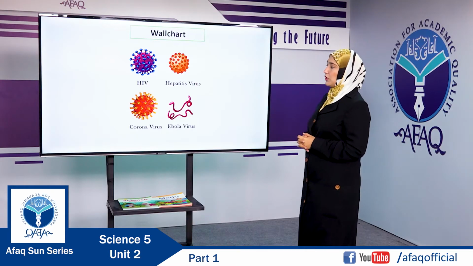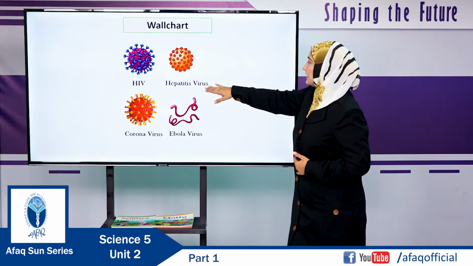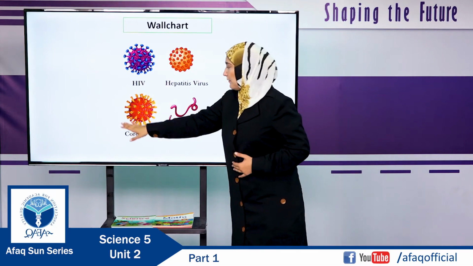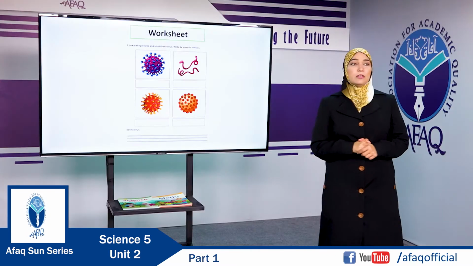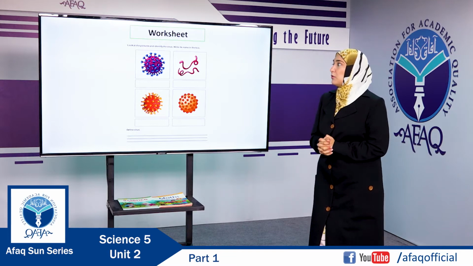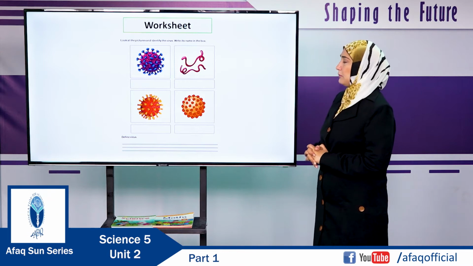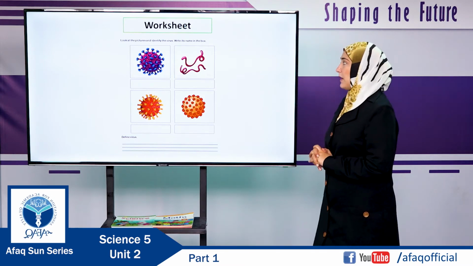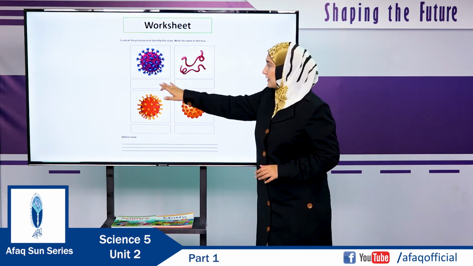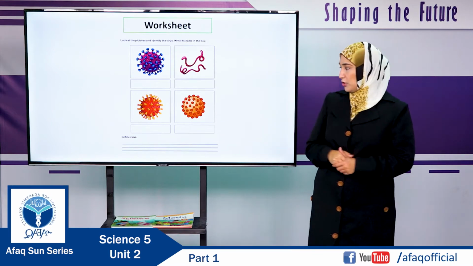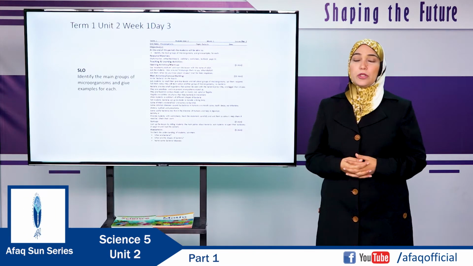Here you can see a wall chart which shows the different viruses, like this is the virus of HIV, this is hepatitis virus, this is coronavirus which you may be familiar with, and this is Ebola virus. Now there is a worksheet with your DLP. What you have to do is look at the pictures and identify the virus. Write its name in the box. You have seen the picture of different viruses. Here some pictures are shown. You have to identify the virus and write its name in the given boxes, and then you have to write what is a virus. Now solve this worksheet and show it to your teachers.